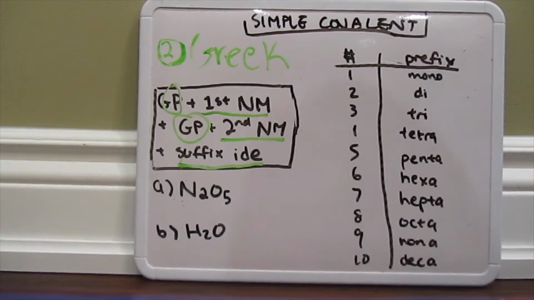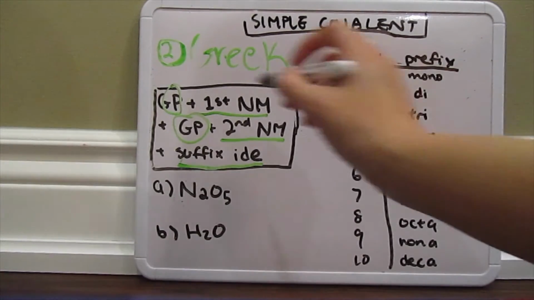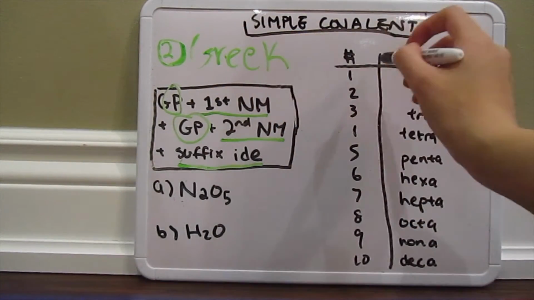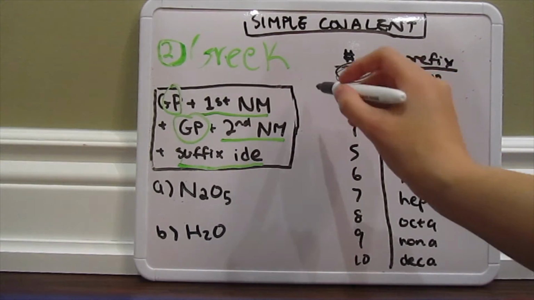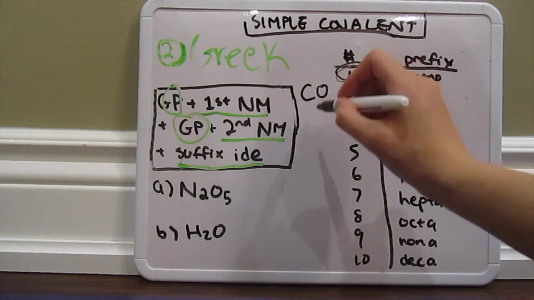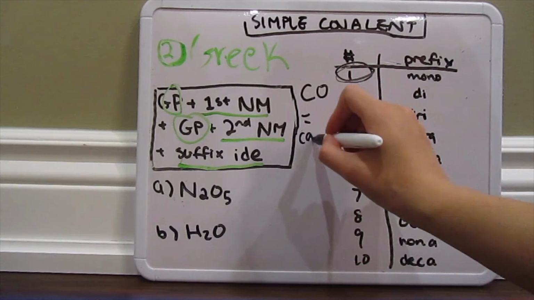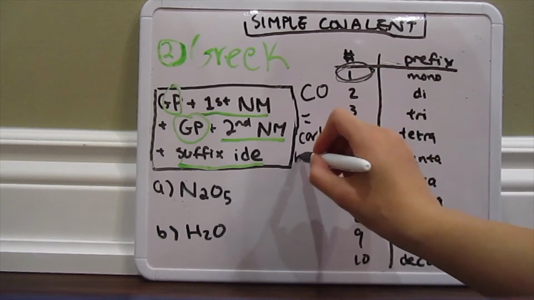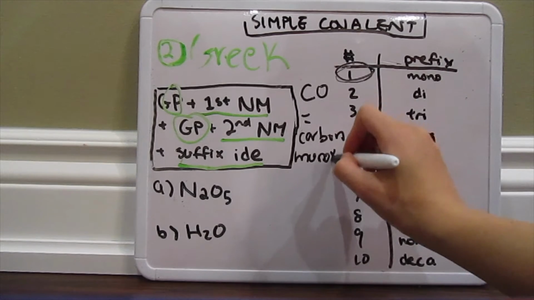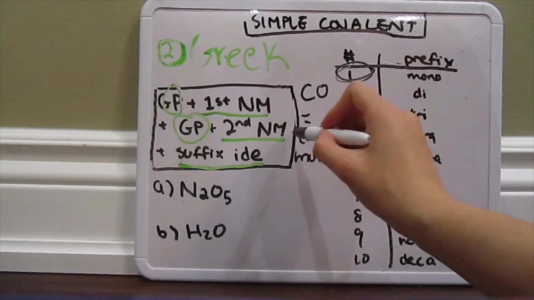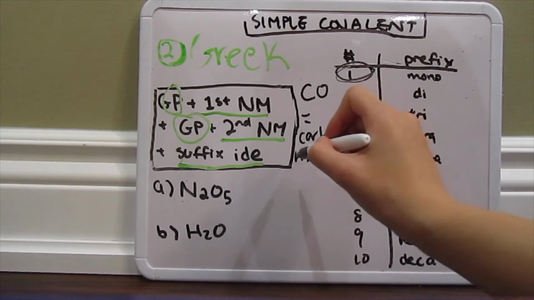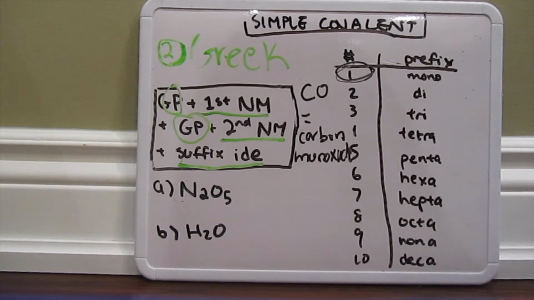It's important to remember that if the Greek prefix for the first nonmetal is mono, as in there's only one, we don't need to include that. So for example, if we have CO, this would be called carbon monoxide, which I'm sure we're all familiar with. There's no need to add a mono to this carbon, just to the second one.